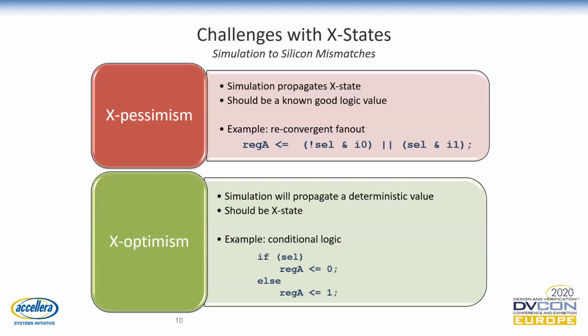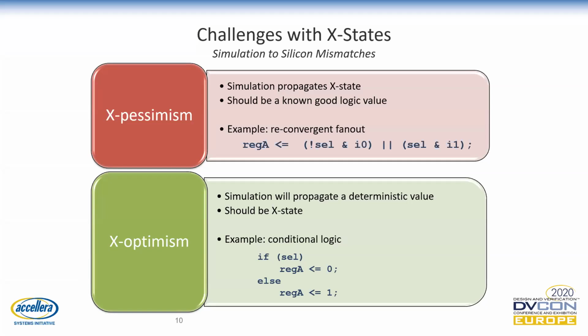In the X pessimism case, when select goes to an X value, simulation would propagate an X at reg A, but in silicon, reg A is a known value as it is dependent on the signals I0 and I1.